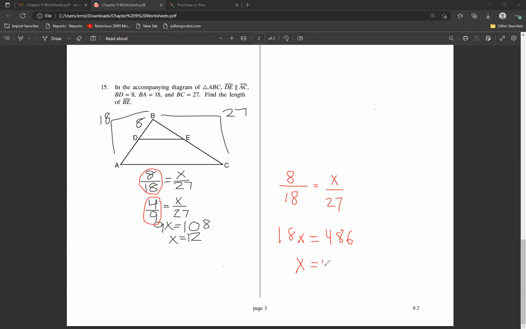Is that 12? What's 486 divided by 18? 27. That means that this is wrong. 27 times 8 can't be 486. This is wrong. Do 27 times 8 for me. It's 200 and something.